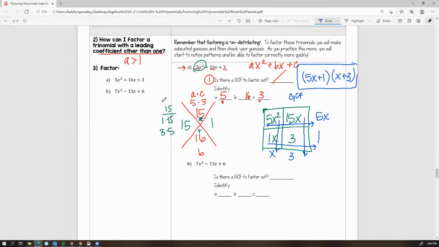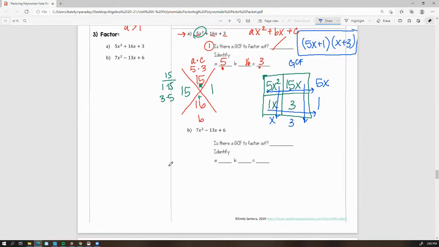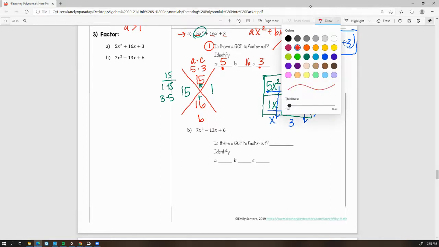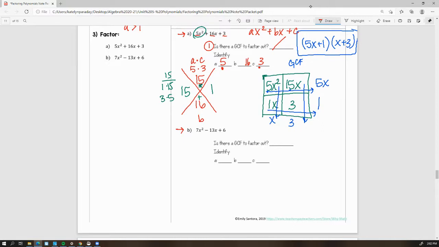All right, so I'll leave that up there for a second. Why don't you take a minute, pause the video, and do the next one, set it up. Find your A, B, and C.